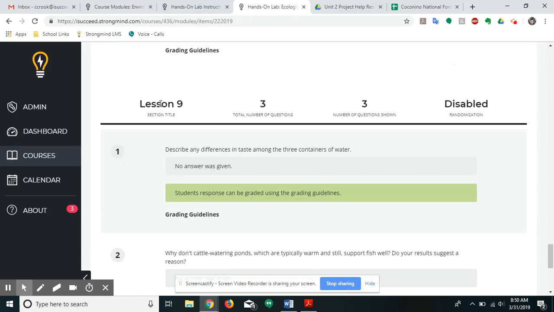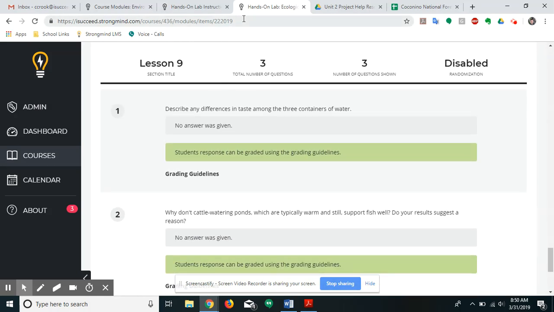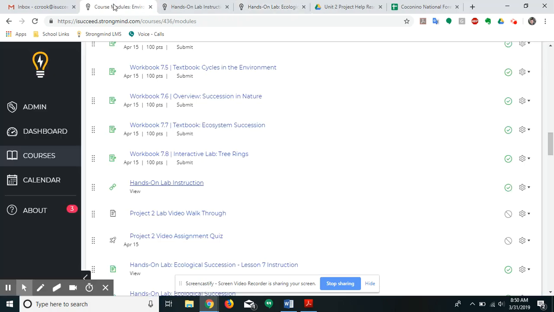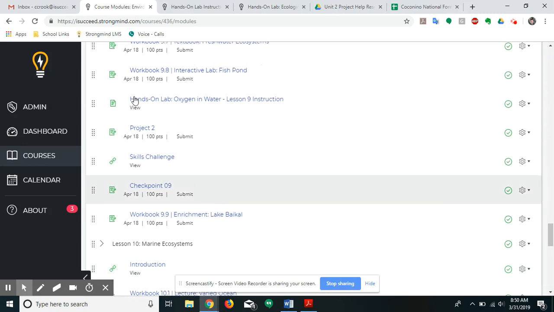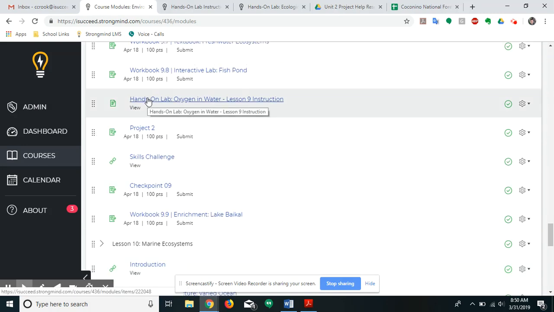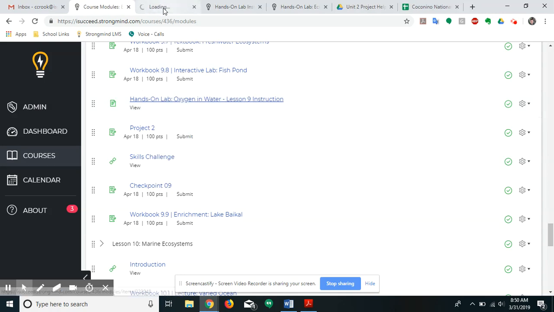All right, when you get to lesson number 9, this one is another lab. Kids seem to do fairly well with this. The instructions are fairly clear. Basically, what you're going to be doing with this one is looking at water and oxygenated water. So if you go right here, it'll tell you. Let's open this one up.